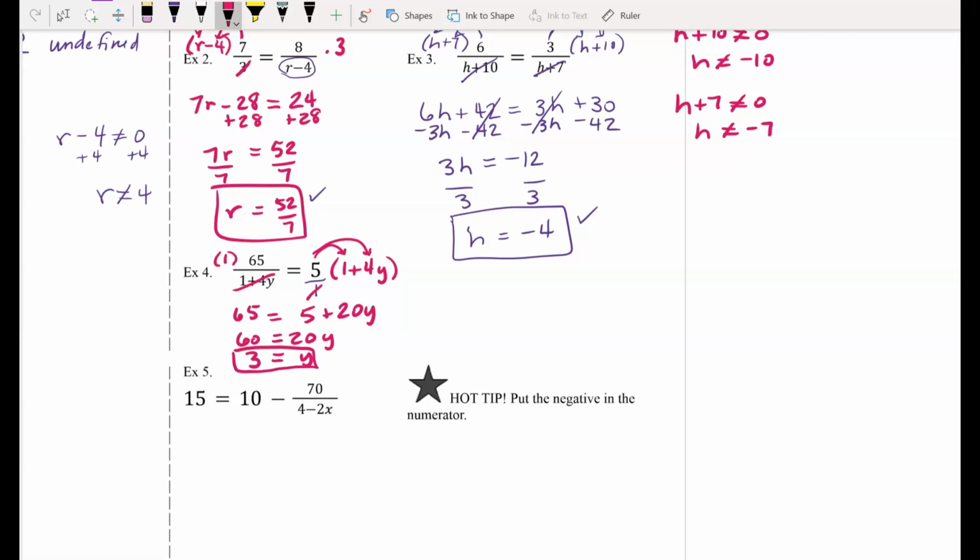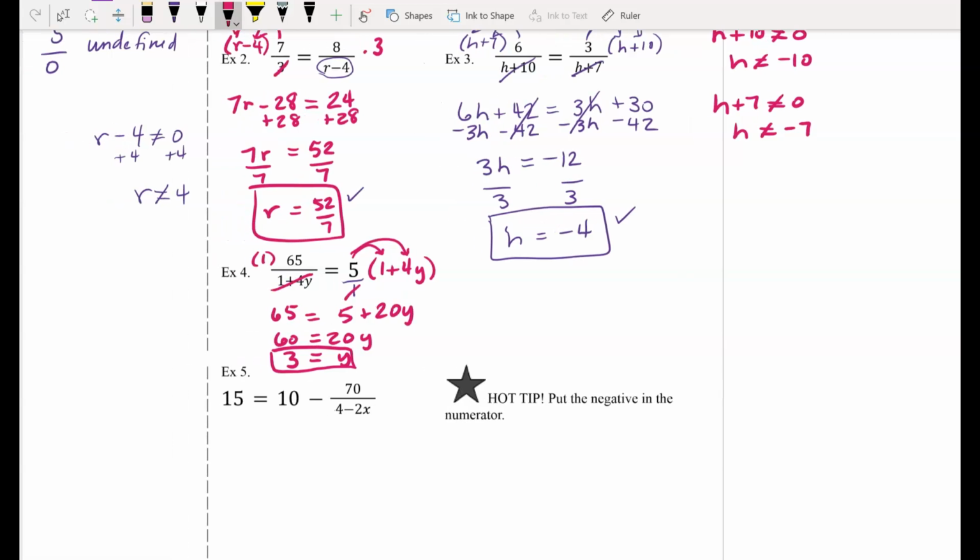Now I did not check for excluded values at the beginning of solving this problem, so now I need to check this answer and make sure that it doesn't cause me to be dividing 65 by 0. So I could take the 1 plus 4y and say it does not equal 0 like I did before, or I can just substitute the 3 in for the y and see if I get a 0. So 1 plus 4 times 3 is not equal to 0, which means that this value is okay for a solution.